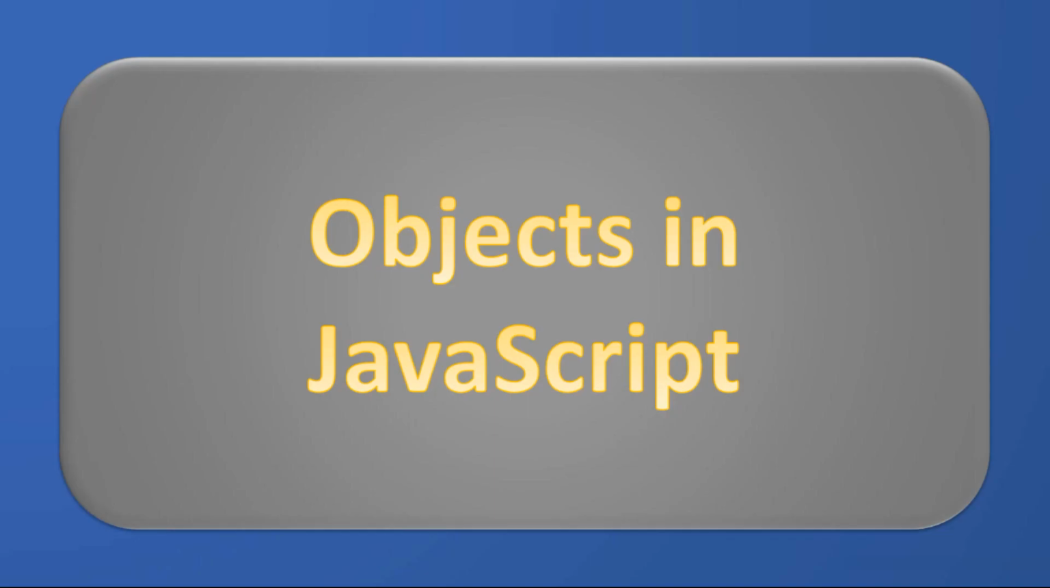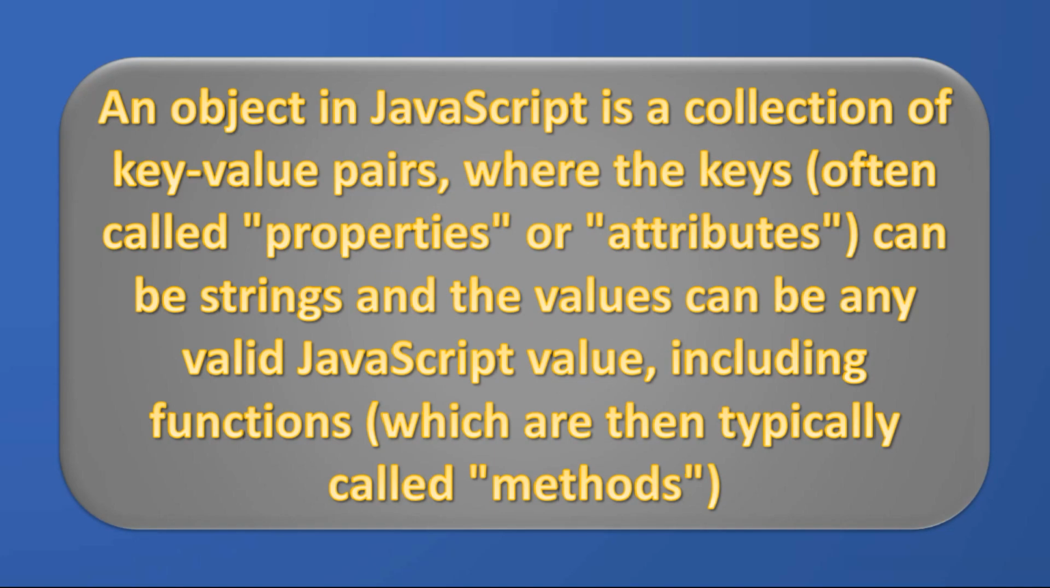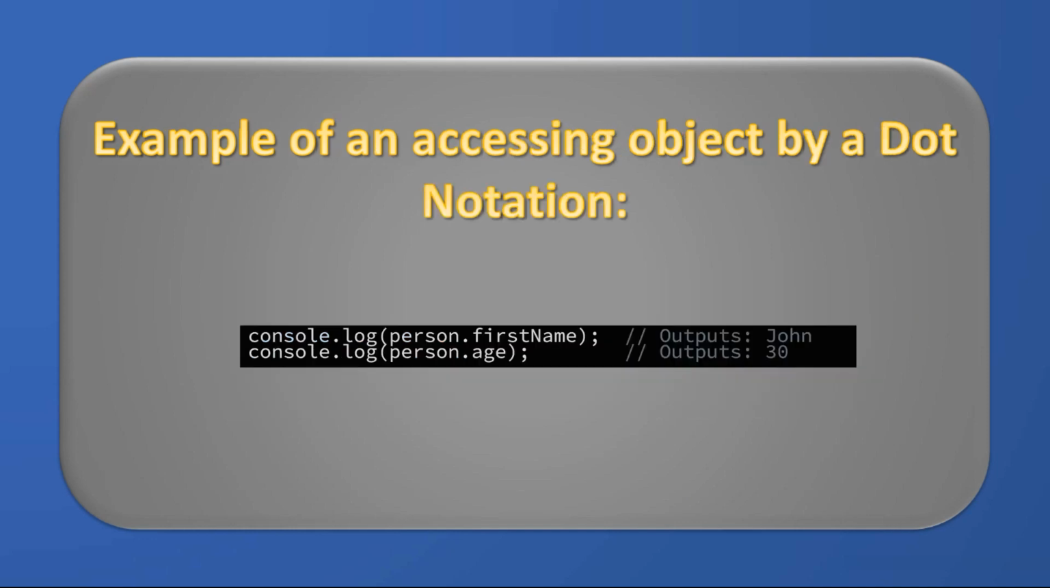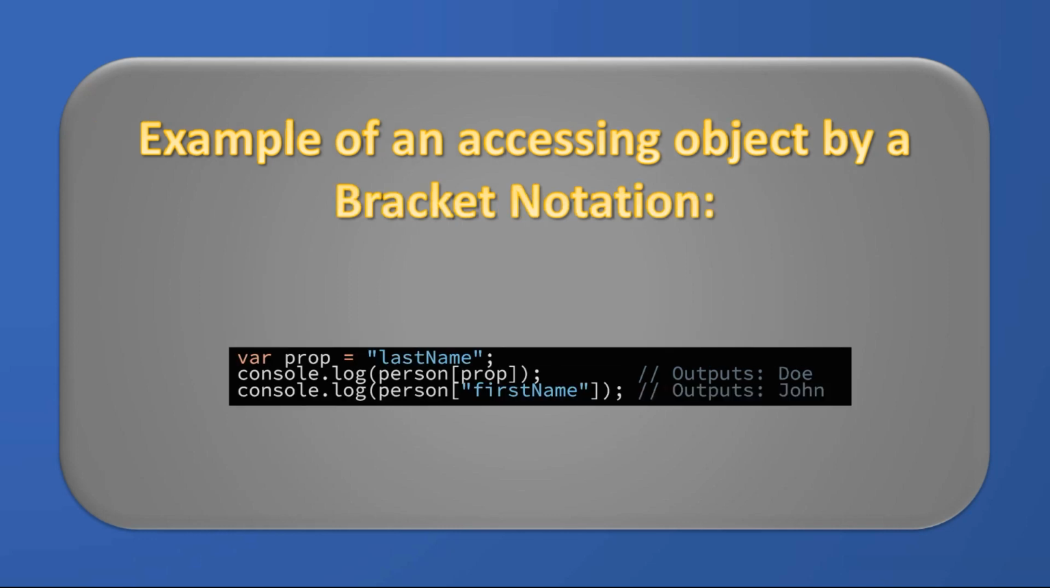Objects in JavaScript. An object in JavaScript is a collection of key-value pairs where the keys, often called properties or attributes, can be strings and the value can be any valid JavaScript value, including functions, which are then typically called methods. Example of a simple JavaScript object is below. Example of accessing an object by dot notation. And here is an example of accessing an object by bracket notation.